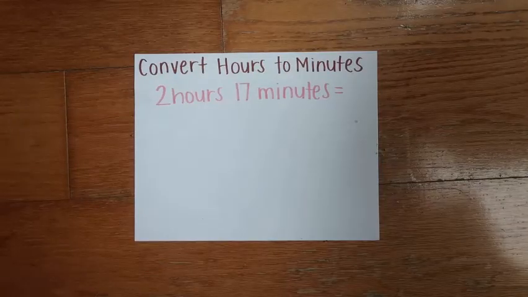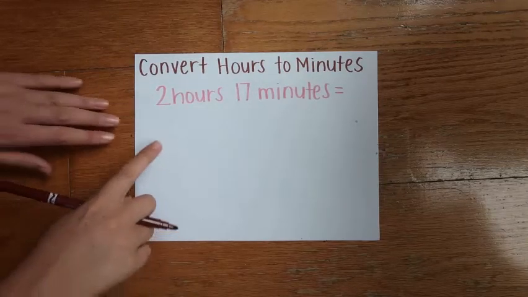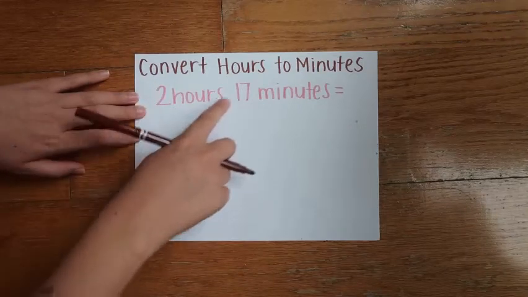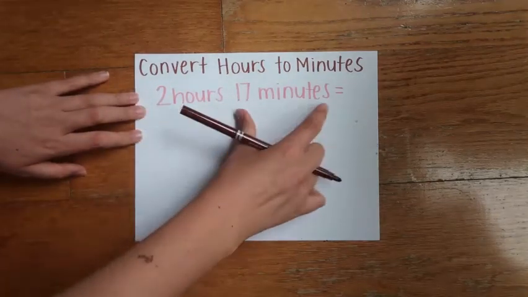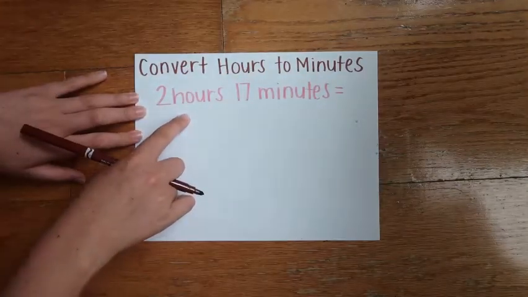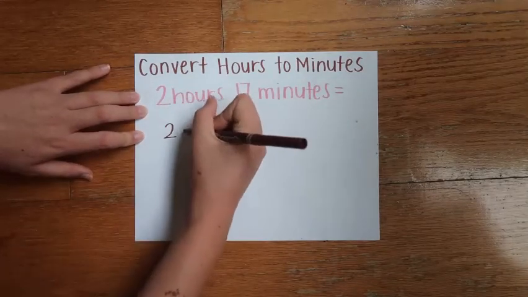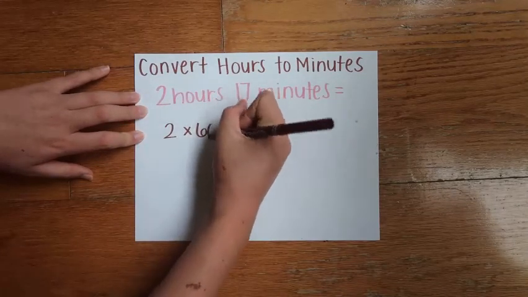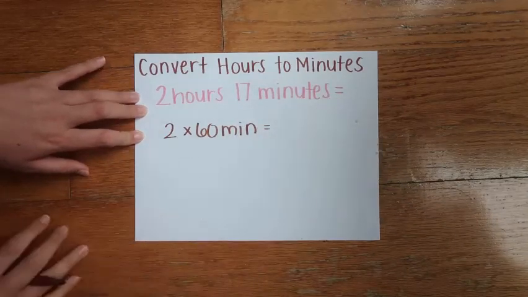My last problem is converting hours to minutes again, and we have 2 hours and 17 minutes. Again, I want to first pull this 2 hours and turn it into minutes so that it matches this, because I want to go from hours to minutes, and I know that there are 60 minutes in an hour. So if I have 2 hours, I need to do 2 times 60 minutes, and that should tell me how many minutes are in 2 hours.